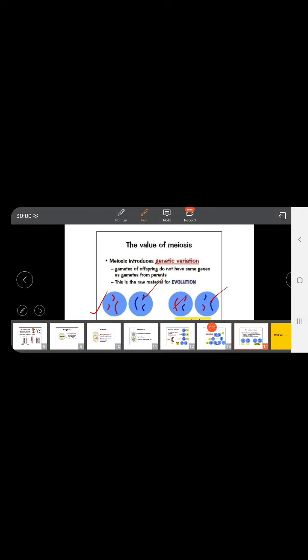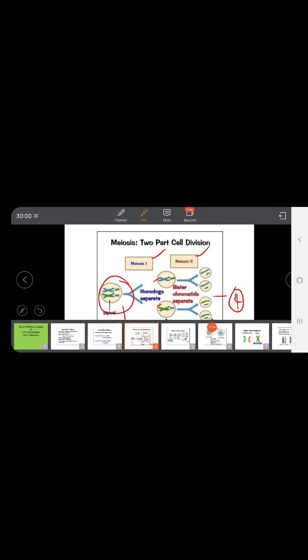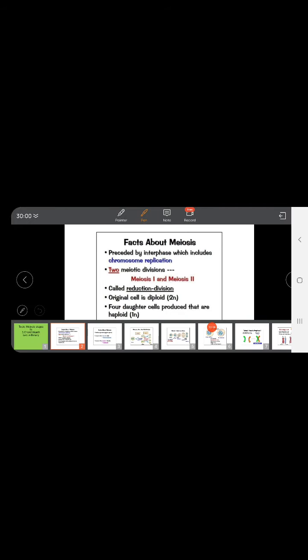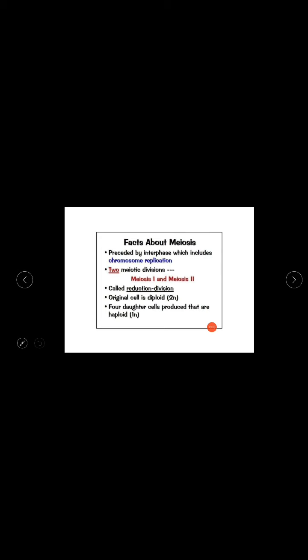Especially, this is a mother and father, and these are new gametes. This is our meiosis. Again, I'm explaining from the start onwards. These are the common facts of meiosis.